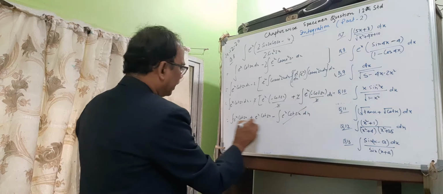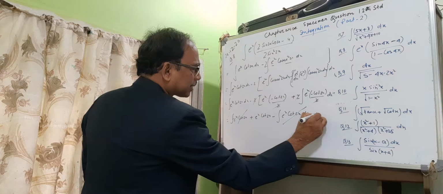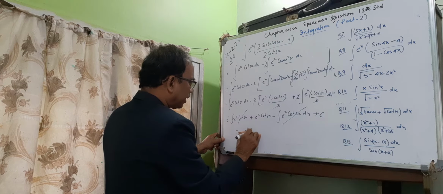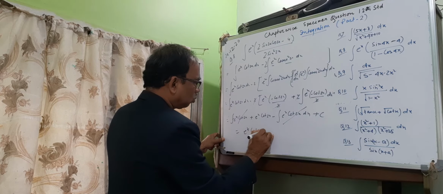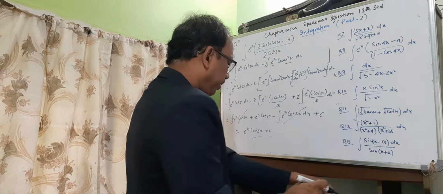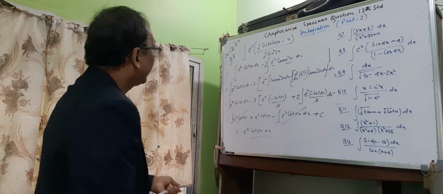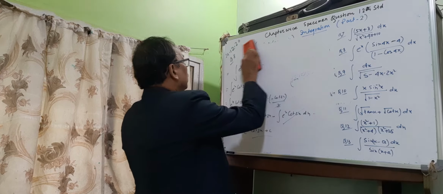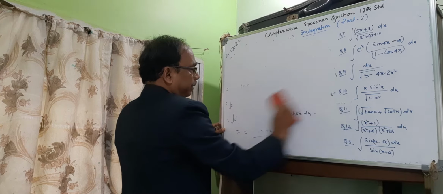Now this and this cancelled, plus c, where c is an arbitrary constant. Your final answer is e to the power x cot 2x plus c, that is the answer of the given integration. Next question number 9, let's do the next sum. Question number 9.